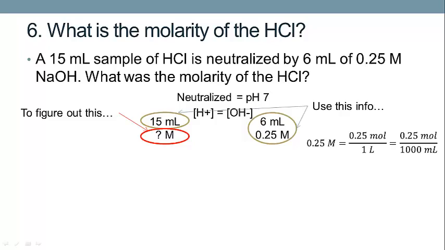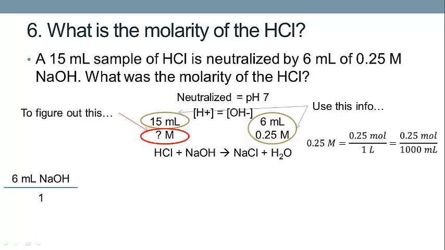First, I'm going to write the concentration in a couple different ways. 0.25 molar is the same thing as saying 0.25 moles in 1 liter, which is the same thing as saying 0.25 moles in 1,000 milliliters. And here's my balanced equation. I have 1-to-1 stoichiometry for HCl and NaOH, so that makes my mole ratio very easy. I'm going to start with my 6 milliliters of NaOH, and I know that there are 0.25 moles for every 1,000 milliliters of NaOH. That's just what I wrote before, given the concentration of the NaOH.